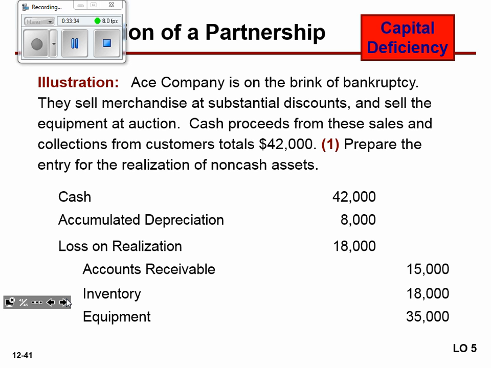It's the same, let's see, we've got cash. We still have that contra asset that's being wiped out. We still have these 3 assets that are zeroed out. But we have a substantial loss instead.